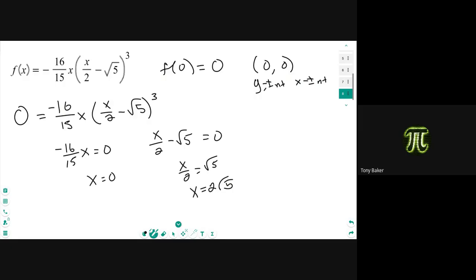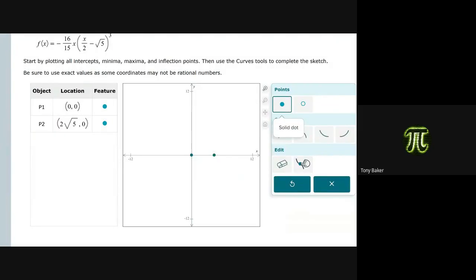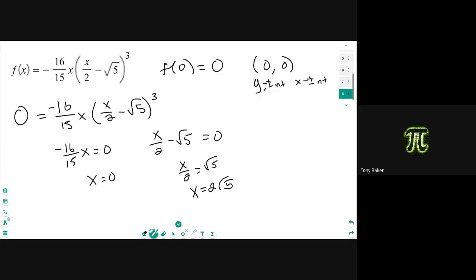When you're plotting these points, it gives you this full capability of options here. So I can put 2 square root of 5 and 0. All right, so we found our intercepts.